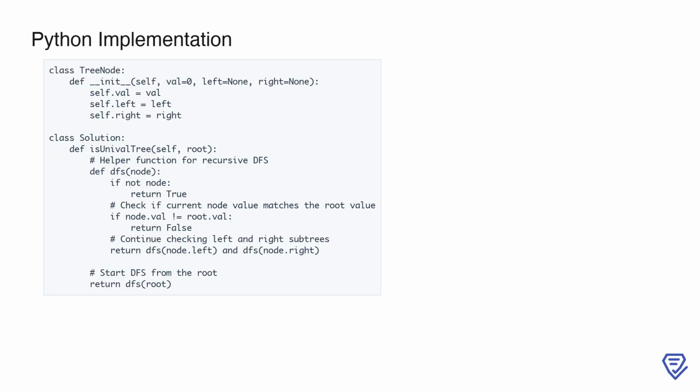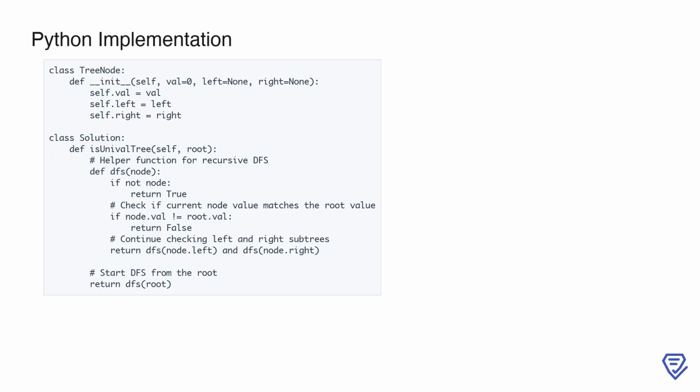3. If the current node matches the root's value, the function recursively checks the left and right subtrees by calling DFS on node.left and node.right. The result is true only if both subtrees are also univalued. Finally, the DFS function is invoked on the root node to start the traversal. The method returns the result of the DFS, which is true if the tree is univalued and false otherwise. This approach ensures that every node in the tree is visited, making it both simple and efficient.